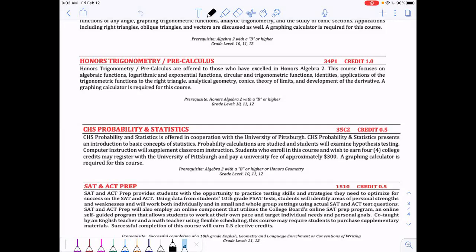We also have AP Statistics. A lot of my students, if they don't take AP Calc, end up taking AP Stat because they still want a full year math class. So if they don't take AP Calc or Business Calc, they end up taking AP Stat. That would be a full year class that you could take as well.